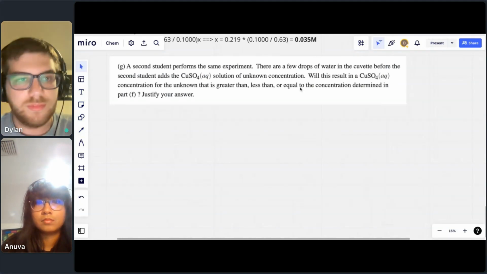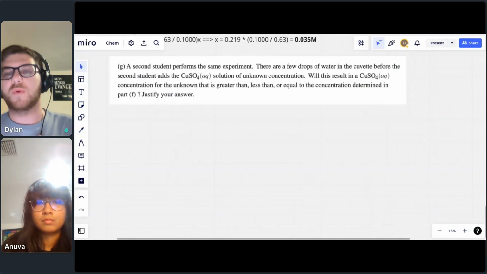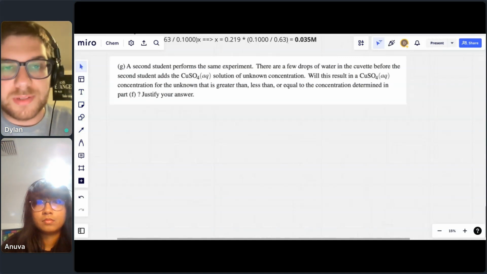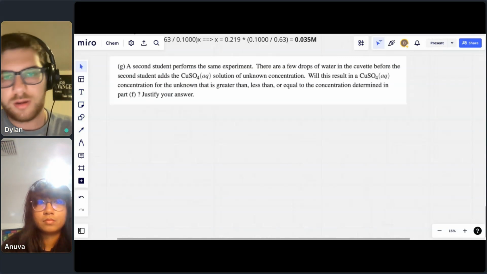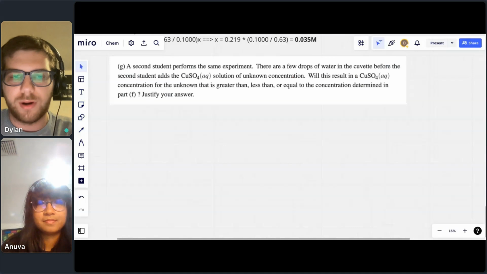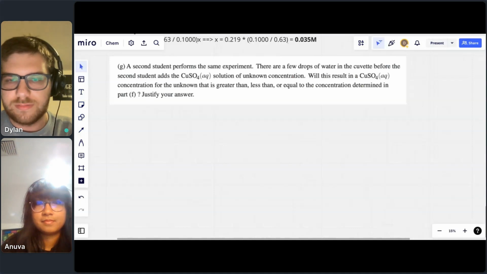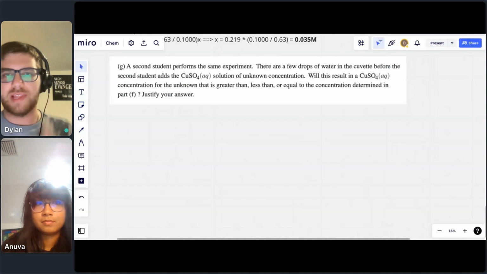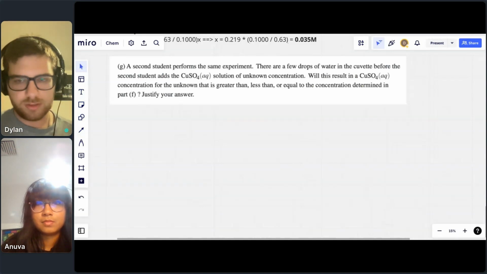All right. So the second student performs the same experiment. There are a few drops of water in the cuvette before the second student adds the copper sulfate solution of unknown concentration. Oh no. Will this result in a copper sulfate concentration for the unknown that is greater than, less than, or equal to the concentration determined in part F? So first we need an answer of greater than, less than, or equal, and then we need a justification. All right, 2 minutes.